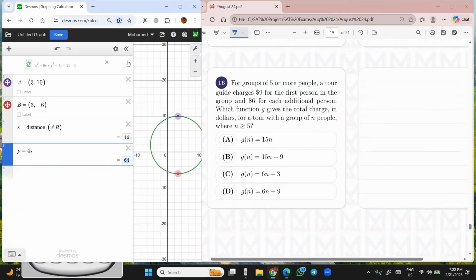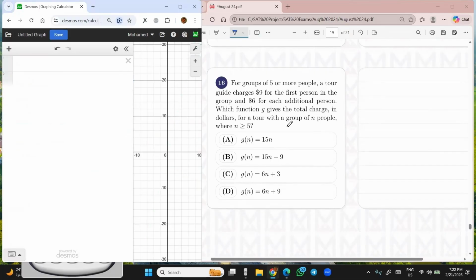Number 16. For groups of 5 or more people, a tour guide charges $9 for the first person in that group and $6 for each additional person. Which function G gives the total charge in dollars for a tour with a group of n people, where n is greater than or equal to 5?